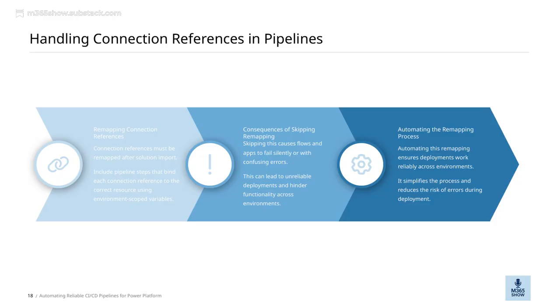So, what's the key here? After importing a solution, connection references need to be remapped. This involves including specific pipeline steps that automatically bind each connection reference to the right resource. We do this by using environment-scoped variables, which makes the process dynamic and adaptable to different environments. In essence, remapping connection references is about making sure that every connection points to the correct resource in each environment. Automating this process within your pipelines is what keeps your deployments stable, predictable, and efficient.